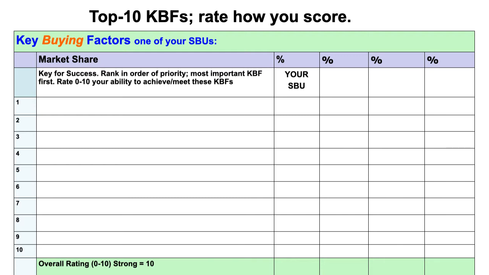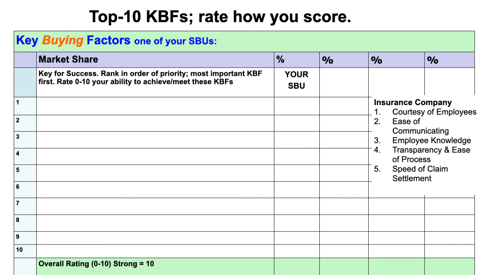So the nice thing about doing online videos is you can pause the video and do this exercise alone at your own pace. So if you had done this exercise, maybe your number 1 key buying factor could have been one of these 5 things. The number 1 key buying factor could be the courtesy of employees. That's what customers are looking for. Or are they looking for ease of communicating with your employees? Or do they want employees, your staff, to have a lot of knowledge? Or do they want transparency? Or do they want fast claim settlements?